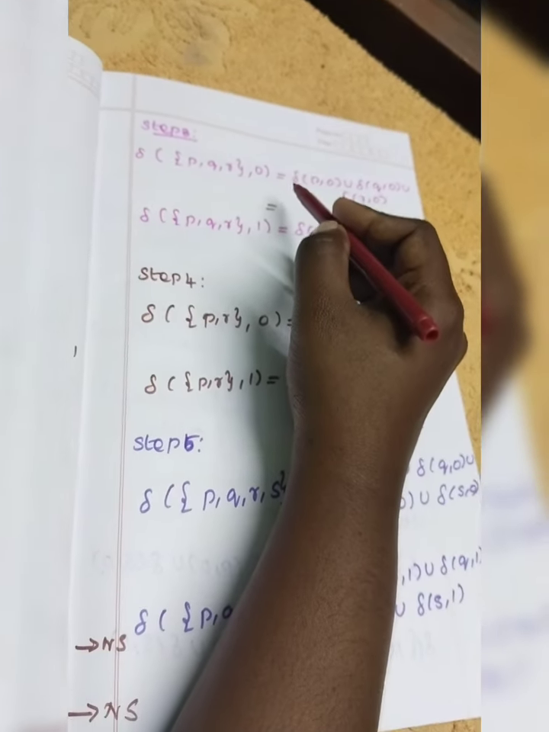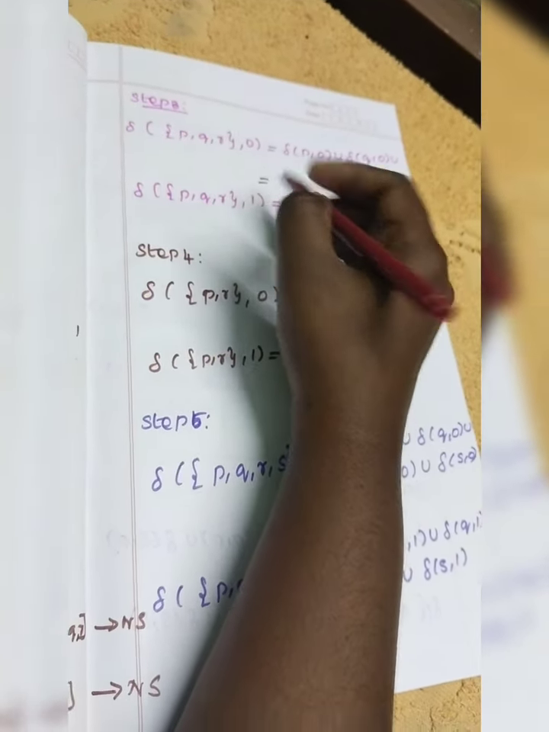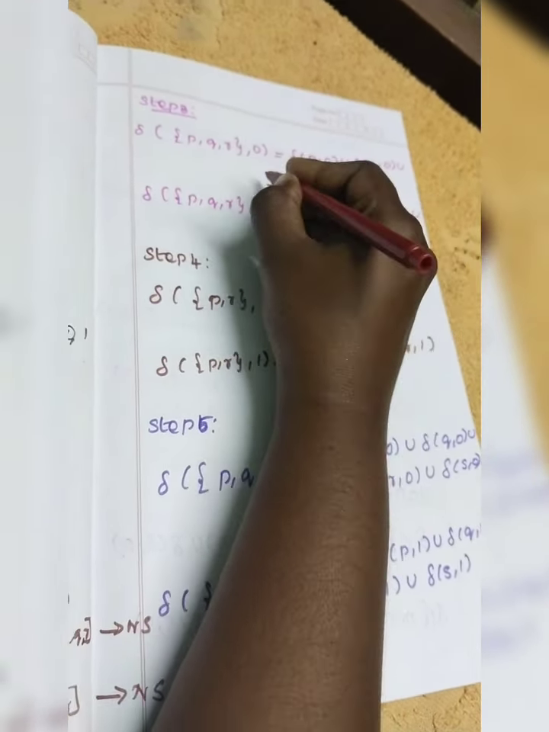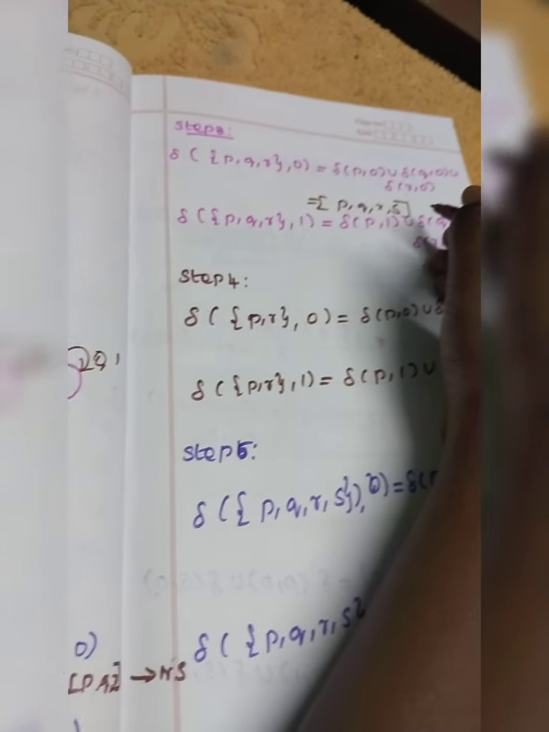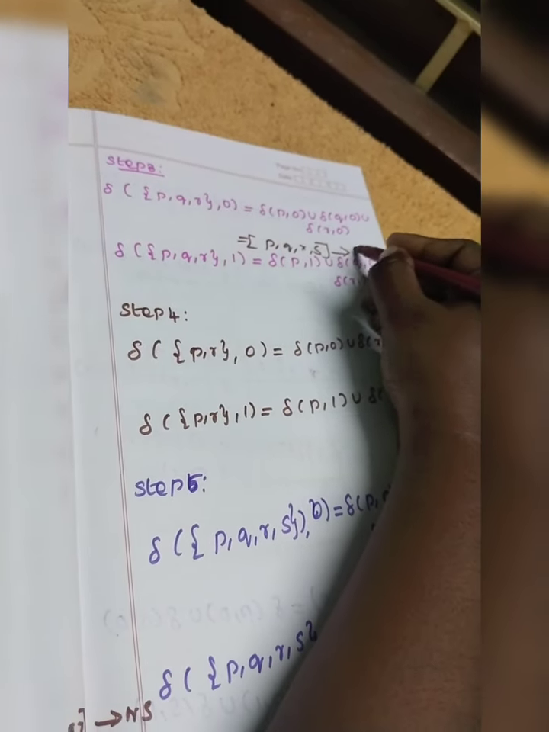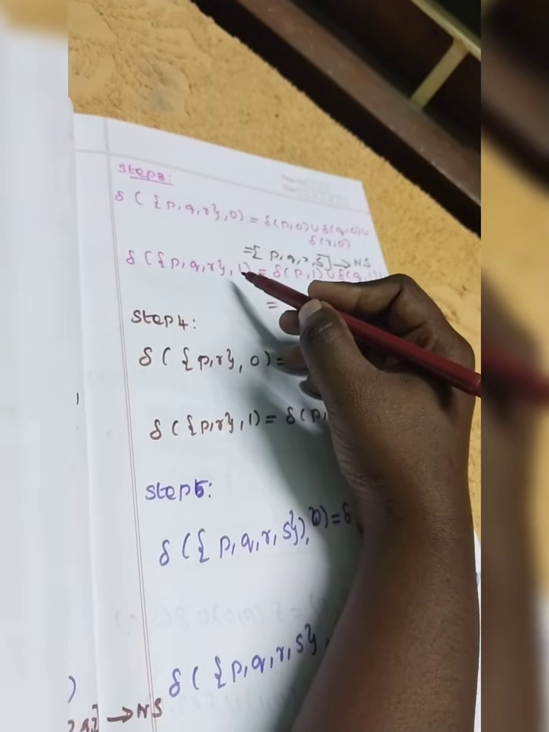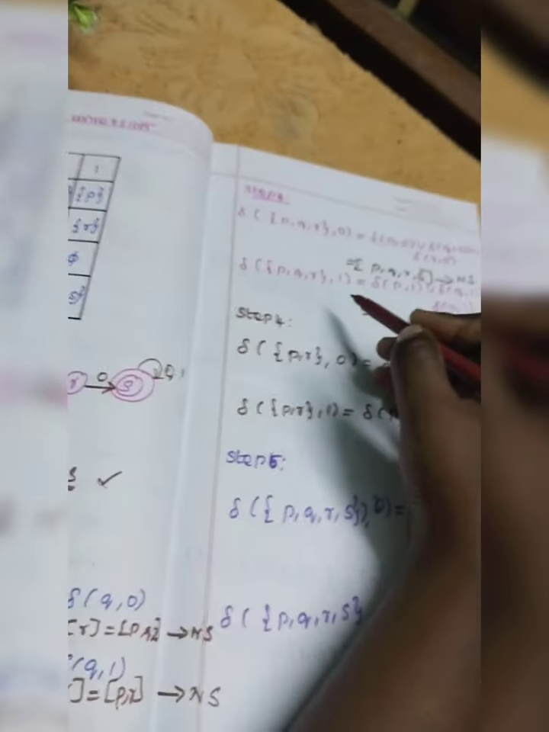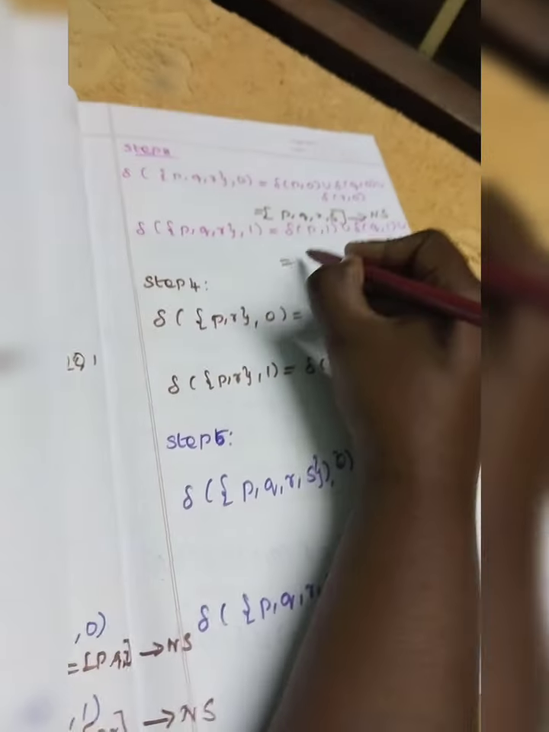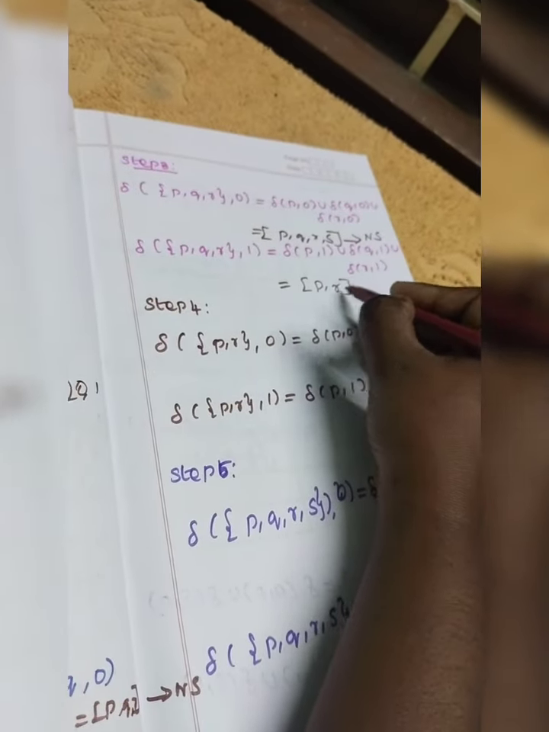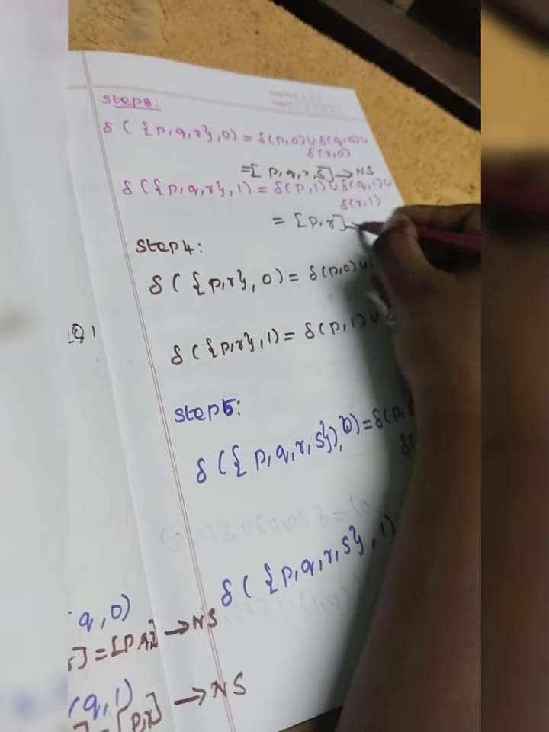If you are processing P, Q, R, you get PQRS. You can check individually. So you get P, Q, RS. So this is also a new state. Next, if you are processing P, Q, R with the input 1, you get PR only. PR was already obtained as a new state, so this is an old state.